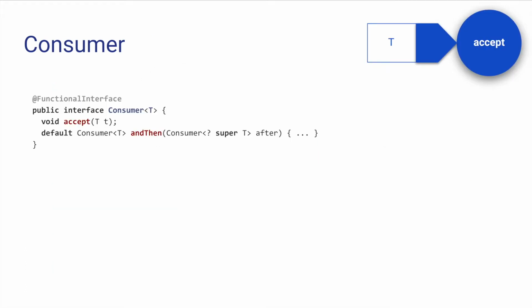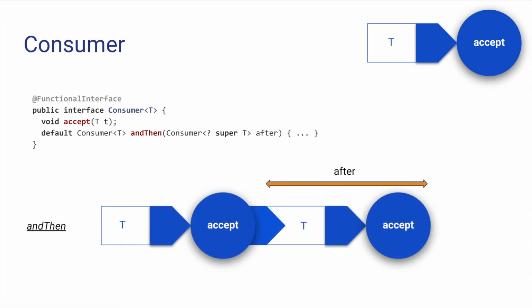Now in addition to the accept method, there is another default method, andThen, in Consumer. So the way it works is, first the consumer on which andThen has been called is invoked via the accept method, which is then followed by the after consumer of the same type. So chaining this gives you a composed consumer. Let's now look at a demo.